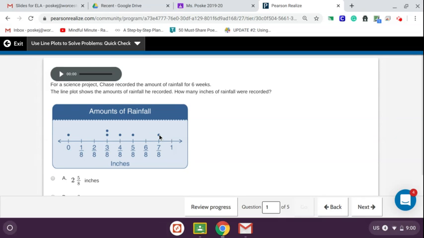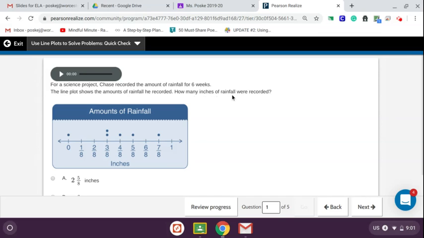Here we go. For a science project, Chase recorded the amount of rainfall for 6 weeks. The line plot shows the amounts of rainfall he recorded. How many inches of rainfall were recorded? Okay. So 1 week there were 0 inches, 2 weeks, okay, because these dots represent the amount of weeks, okay? It says it from the problem. 1, 2, 3, 4, 5, 6. There's 6 weeks, so there's 6 dots. 2 weeks had 3/8 inches of rainfall. 1 week had 4/8 inches of rainfall. 1 week had 5/8 inches of rainfall, and then 1 week had 7/8 inches of rainfall.